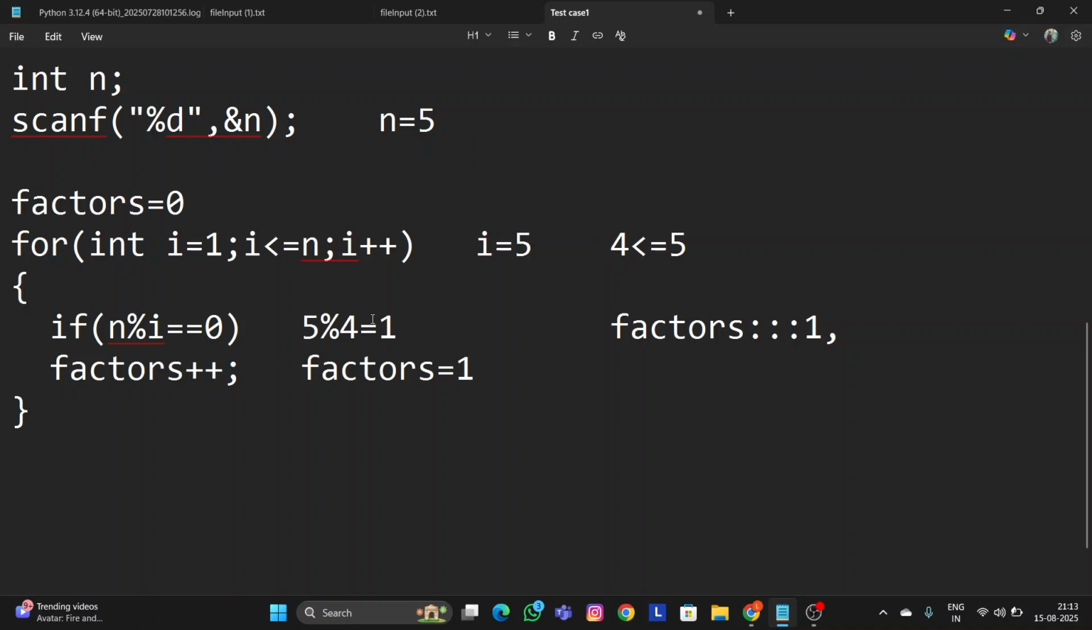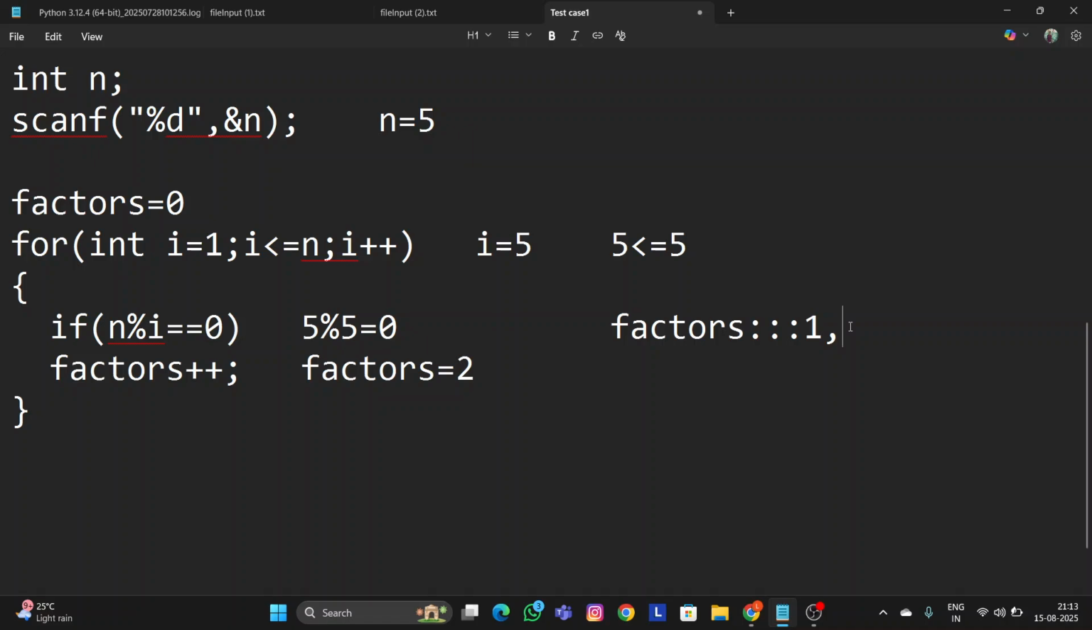i becomes 5. Is 5 less than or equal to 5? The condition is true, so I will check with 5. 5 modulo 5, what is the remainder value? The remainder value is 0, so the condition is true. I will increment the factors value to 2. I will increment the factors value by 1.